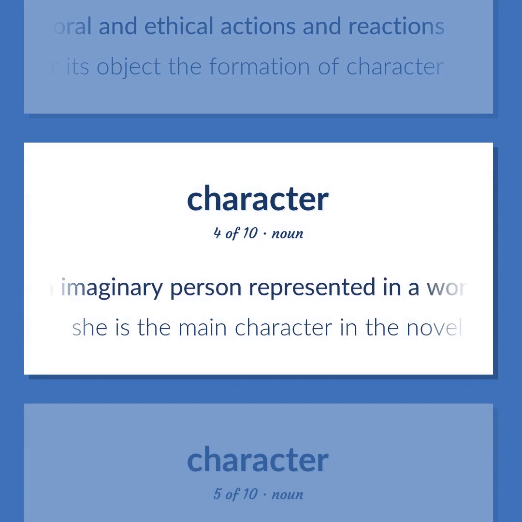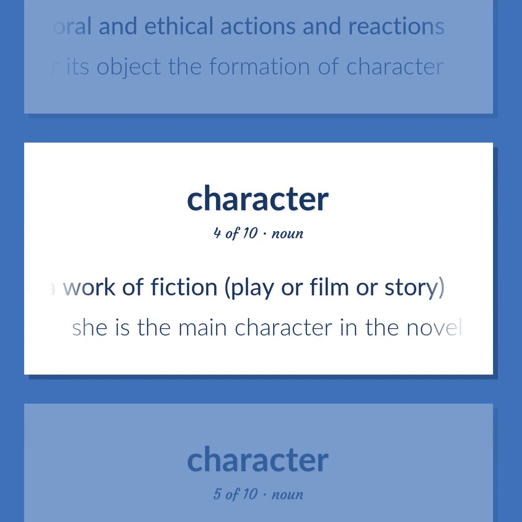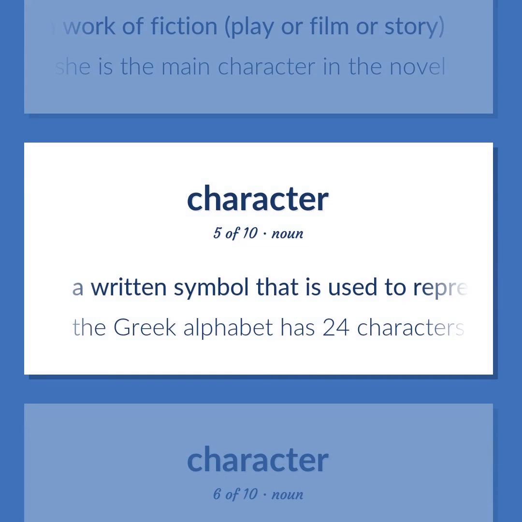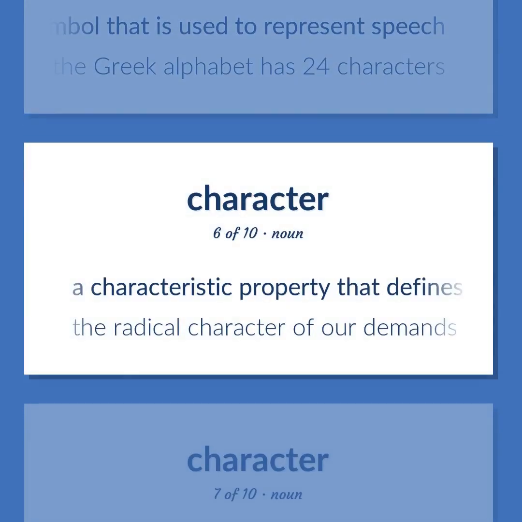An imaginary person represented in a work of fiction, play or film or story. She is the main character in the novel. A written symbol that is used to represent speech. The Greek alphabet has 24 characters. A characteristic property that defines the apparent individual nature of something. The radical character of our demands.